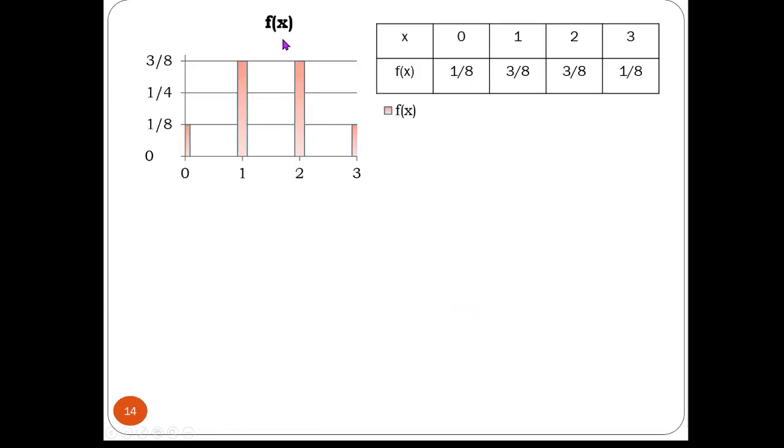This is the graph for the probability function. On the x-axis we have represented the random variable which has a value 0, 1, 2, 3, and on the y-axis we have the probability function which has a value 1 by 8 for 0, 3 by 8 for random variable 1, again 3 by 8 for random variable 2, and 1 by 8 for random variable 3.